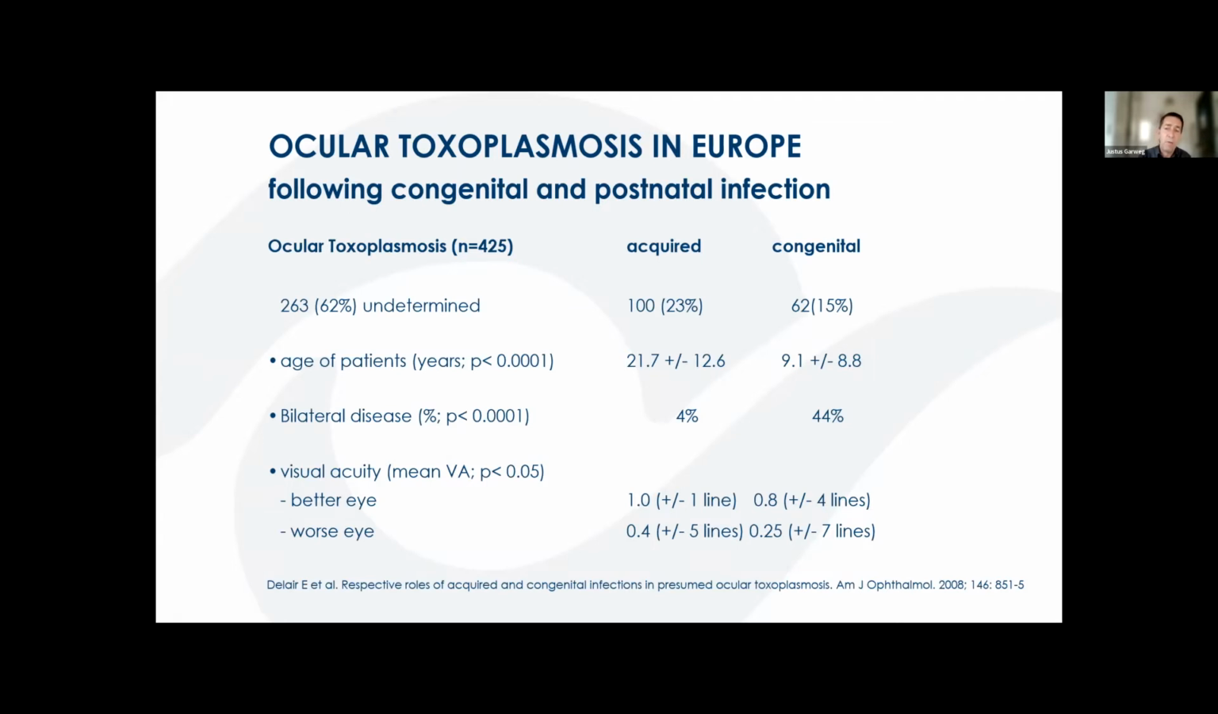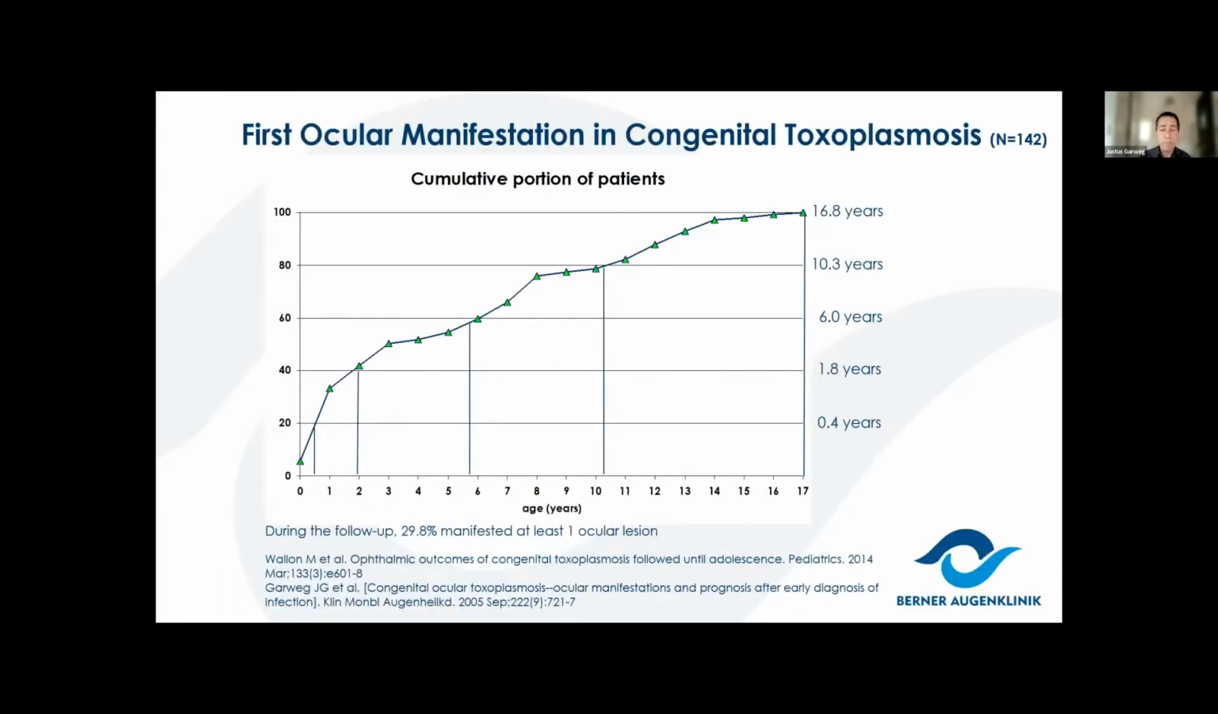So if you have a case with unilateral disease and an active lesion, a large active lesion in an elder person, it's likely to be acquired, while a young person with a bilateral disease, it's likely to be congenital in origin. The problem why we cannot differentiate clinically is also because congenital toxoplasmosis is present since birth, but it may manifest with the first ocular episode as late as 17 to 20 years of age. So you cannot say a patient who is 20 years old must have acquired disease. It could still be congenital disease.